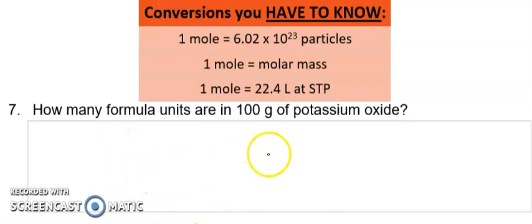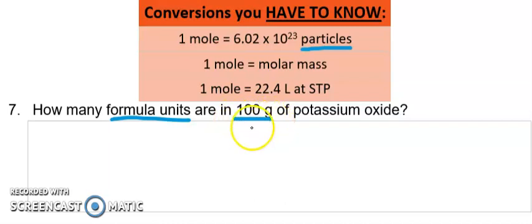All right, so this is the last one that I'm going to model from Station 1 just because it is one of the more challenging ones. So this question is asking about formula units, and you might be thinking, what? There's no formula units on here. But remember, particles also includes atoms, molecules, and formula units.